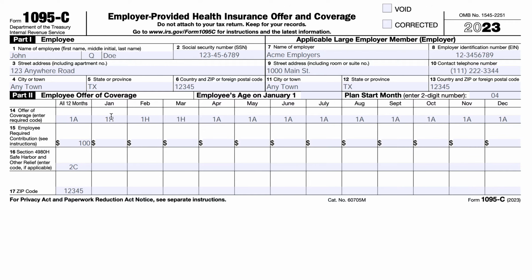So in this situation, line 14 kind of looks like this. Had John been eligible for that coverage the entire year, then we would only be looking at the column right here for all 12 months. So any value where it's the same for all 12 months, it'll just be summarized right here in this column on the left. So the employee required contribution, for example, would look something like this.